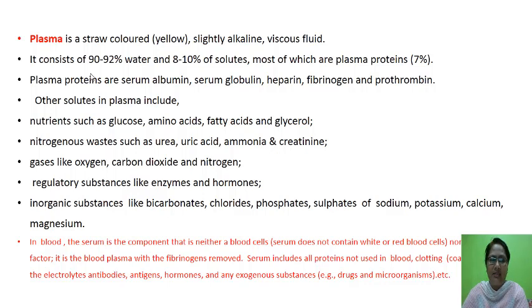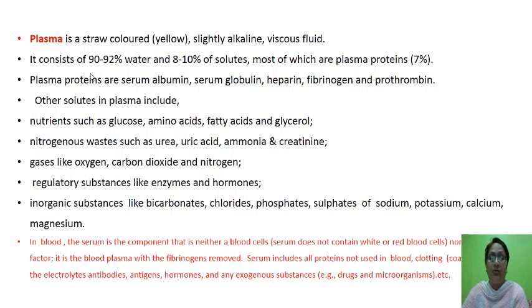Plasma is a straw colored, that is yellow, slightly alkaline, viscous fluid. It consists of 90 to 92% water and 8 to 10% solutes, most of which are plasma proteins, that is 7%. Plasma proteins are serum albumin, serum globulin, heparin, fibrinogen and prothrombin.